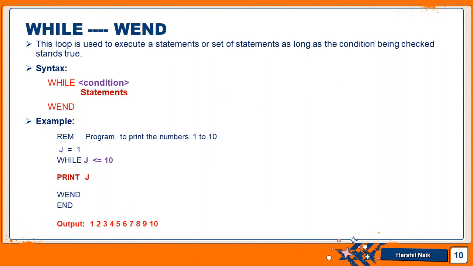Now next is while wend. This loop is used to execute a statement or set of statements as long as the condition being checked stands true. Syntax: while condition, statement and wend. Example: suppose I want to print 1 to 10. So write j equal to 1, while j less than or equal to 10, print j, wend, and in last end. So here while j less than or equal to 10 is our condition. Print j is our statement. And in last, to close the loop, we write wend.